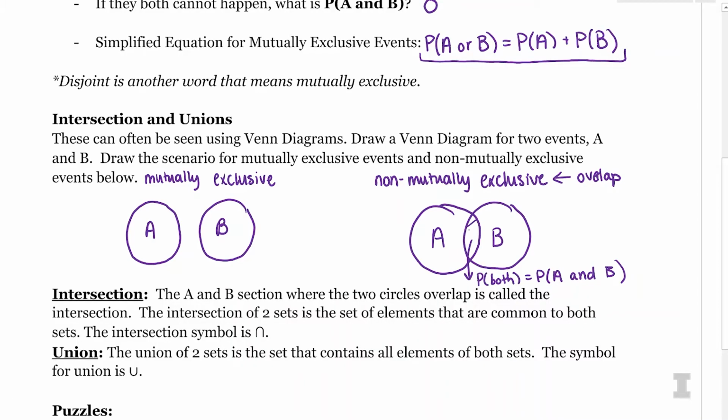So a lot of times you'll hear this section right here, this probability of both, referred to as the intersection. And the intersection of two elements of a set is basically all the elements that are common to both sets. And a lot of times I'll use this symbol for intersection, which is an upside down U. But Wade, I think you have a slightly different symbol, right?